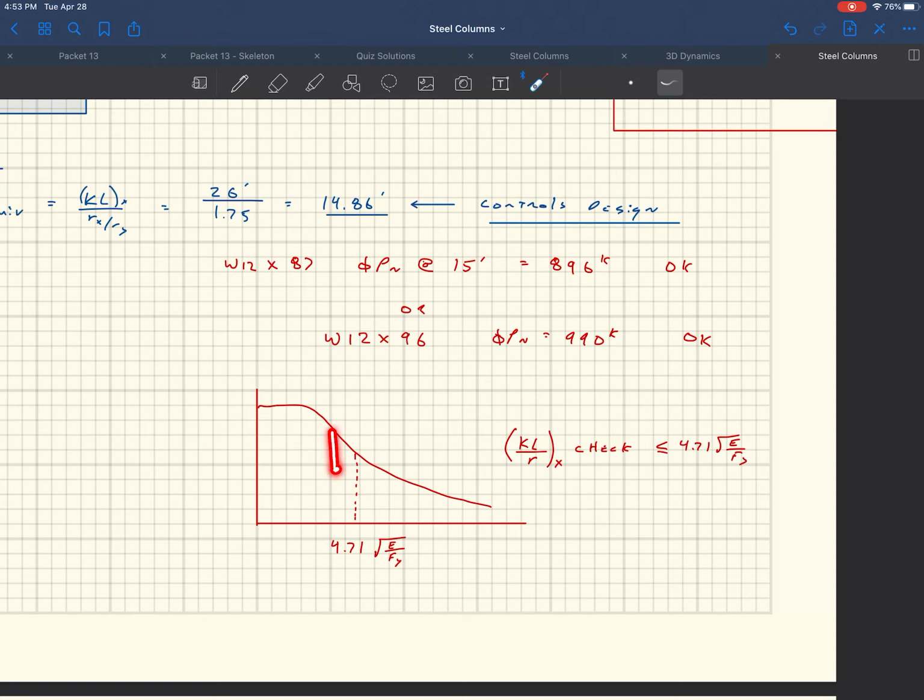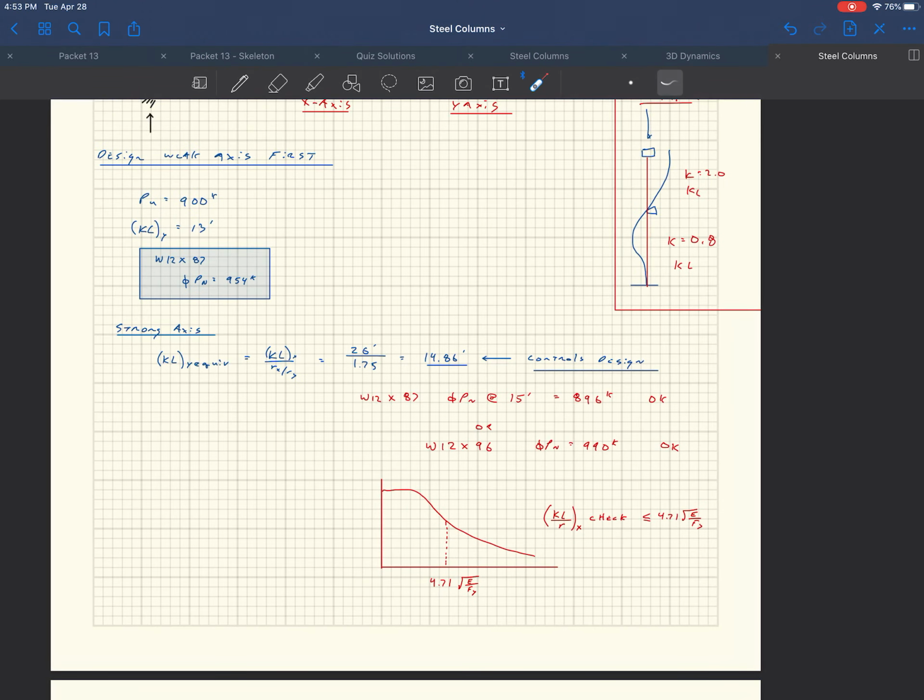If you were to increase the load, so if I was less than 4.71 square root of E over Fy, in this particular case I would hit inelastic buckling or yielding first. If my KL over r was greater than 4.71 square root of E over Fy and I increased my load, I would hit this, which would be my elastic buckling, okay? So when the problem statement asks what failure mechanism controls, what span controls, that's what you're checking for.